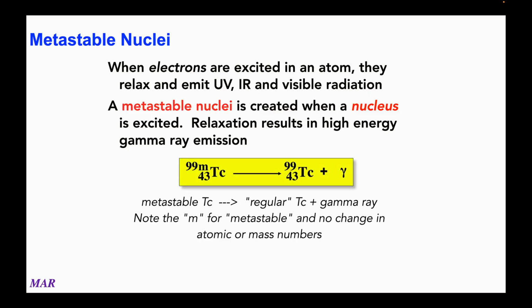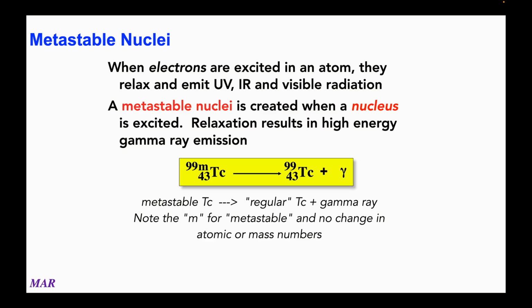This is an example of a metastable nuclei reaction. And notice the little m there on the left-hand side. Tc is technetium. So they call the m version of technetium metastable technetium. And what happens is it relaxes back to regular technetium. So you can see the m is gone, and you also have a gamma ray. So the m just means it's metastable.